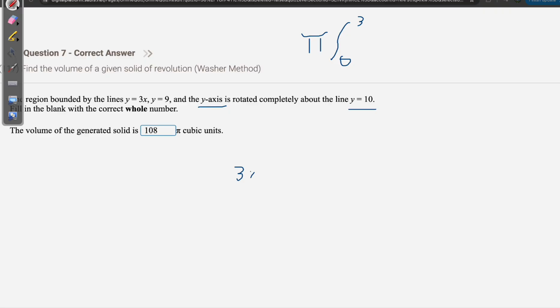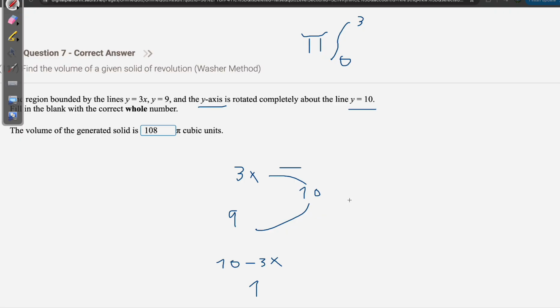So 3x, 9, and 10. What we're going to do is 10 minus this: 10 minus 3x, and 10 minus 9. So 10 minus 3x, and, wait, 10 minus 9, which is 1. Yeah, 10 minus 9, which is 1.